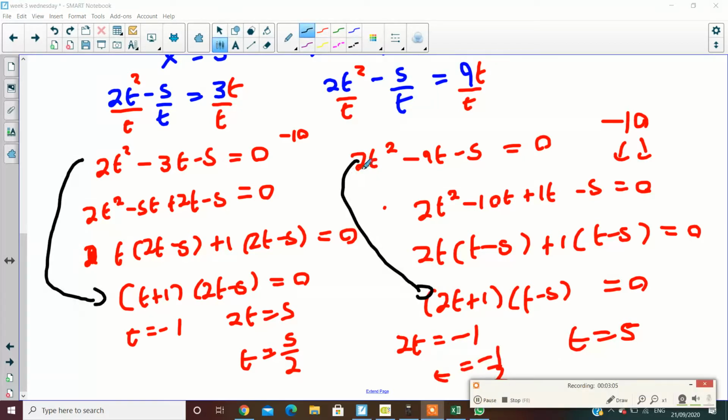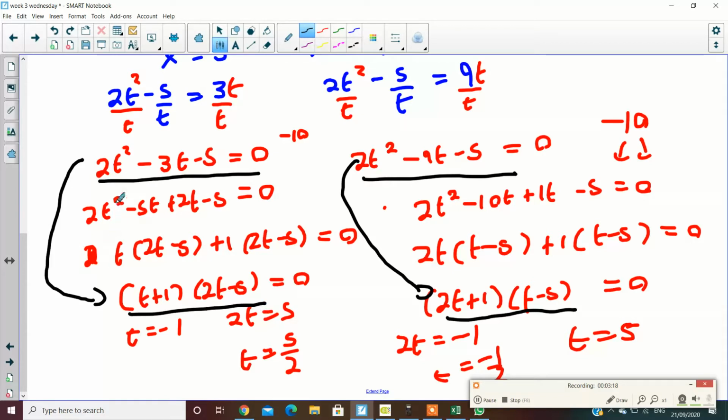Okay, this arrow here means that some people can go directly from this line to this line, no bother. If you can do it all the time, by all means do it. If you're somebody that struggles to go from this line to this line, I advise you take the in-between steps. Is that okay? Your choice. All right.